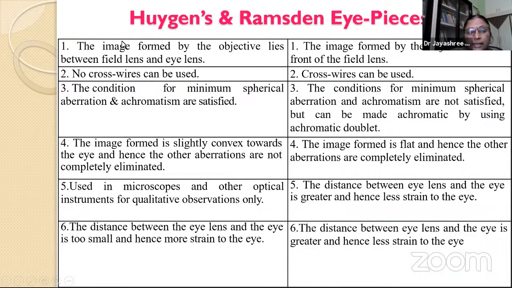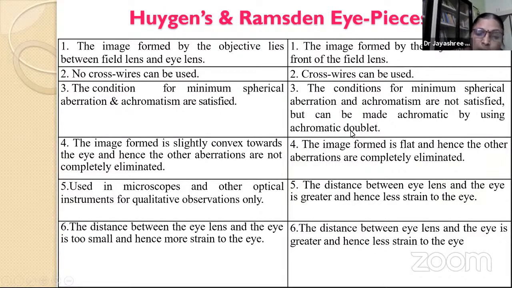Similarly, those points as I already gave you: first, in Huygens the image formed by the objective lies between the field lens and the eye lens. Here in Ramsden, it is formed by the objective in front of the field lens. In Huygens no crosswires can be used. Here crosswires can be used. In Ramsden, the conditions for minimum spherical aberration and achromatism are satisfied. In Huygens, those are not satisfied, but it can be made achromatic by using an achromatic doublet.